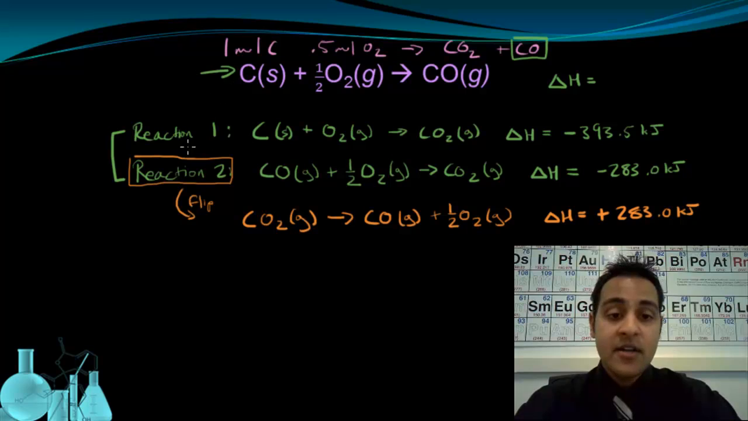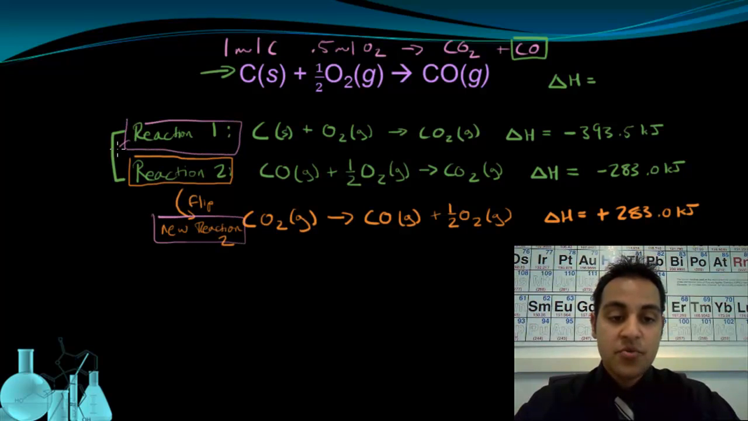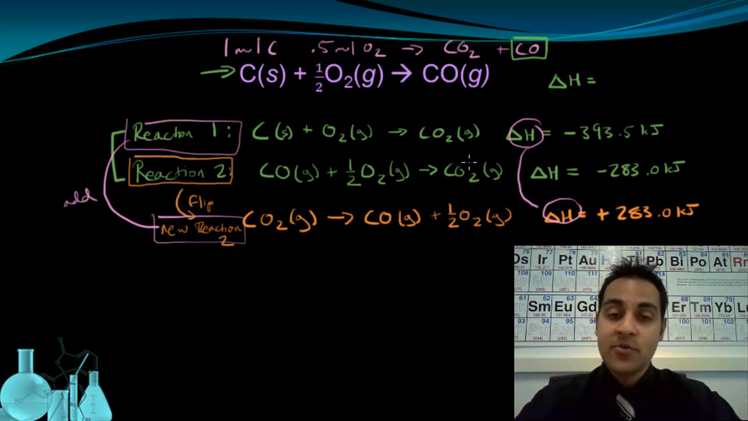Now Hess's law lets us add reaction 1 and this new reaction 2, and if we add those reactions together, we're also going to be adding their delta H's together. So we're going to add reaction 1 with the new reaction 2, and we're also going to add their delta H's together. And let's see what happens when we do that. First, I'm going to rewrite these equations so that they look a little bit cleaner.